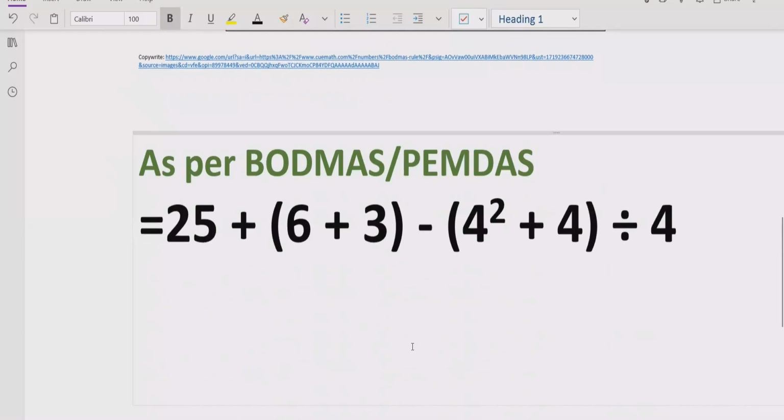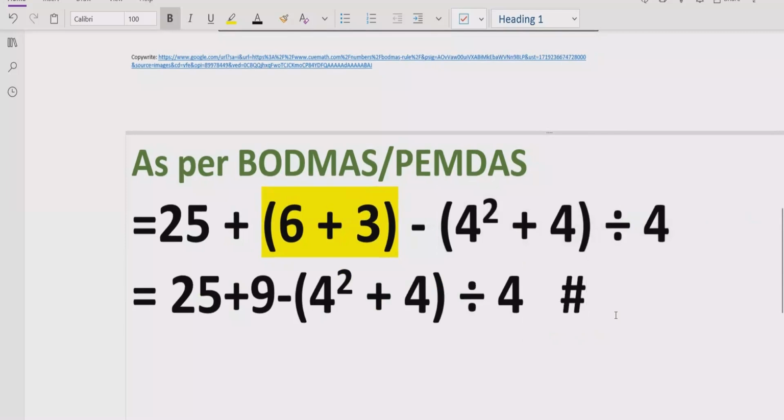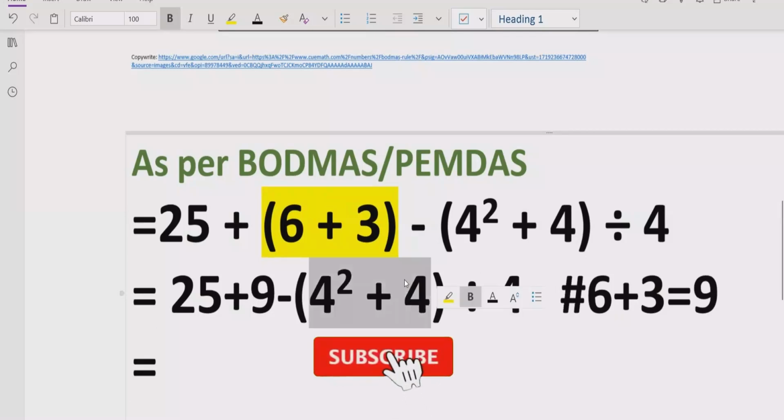As you can see, we have here an expression which contains brackets. According to the BODMAS rule, we have to solve all the brackets first. So here we have this bracket, this one, and number 2, this one. So we have to solve each bracket one by one. So first of all, we will solve 6 plus 3, which is 9, minus, and other parts I'm writing as it is. So we will write 6 plus 3 equals to 9. Okay. Now move forward to solve the bracket number 2, which is this one.